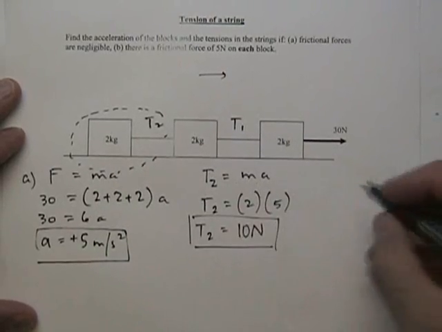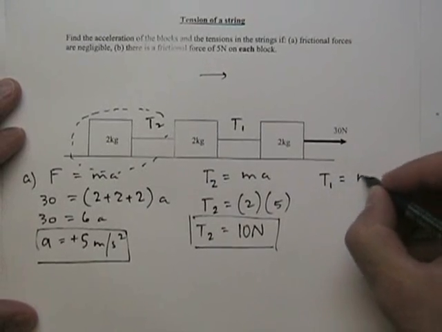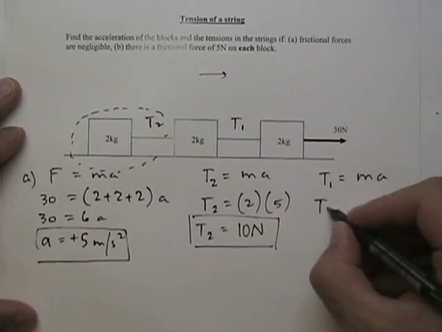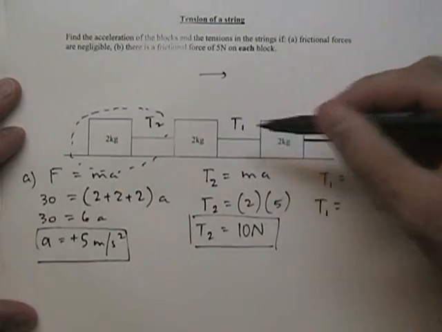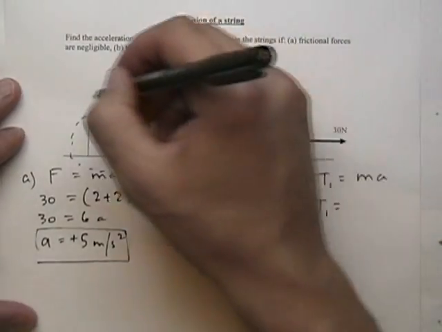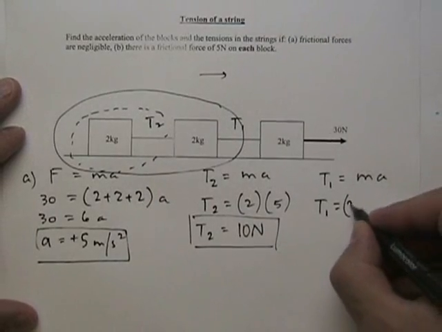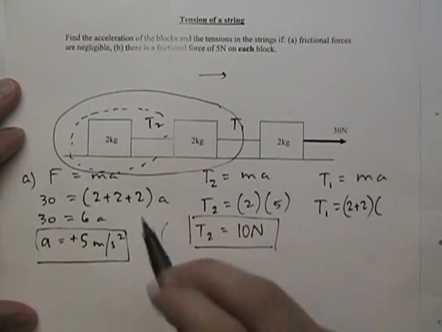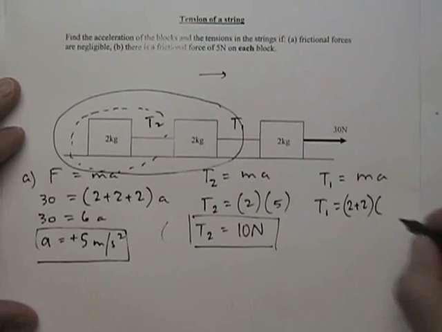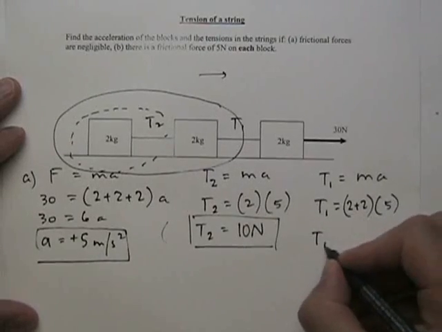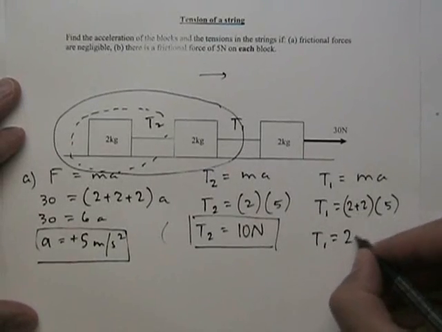And tension 1 is mass times acceleration as well. So T1, your mass in this case, if we circle it, is these two things. Mass plus mass, 2 plus 2, and it's still being accelerated at this rate, which is 5. So tension 1 is 5 times 4, 20 newtons.